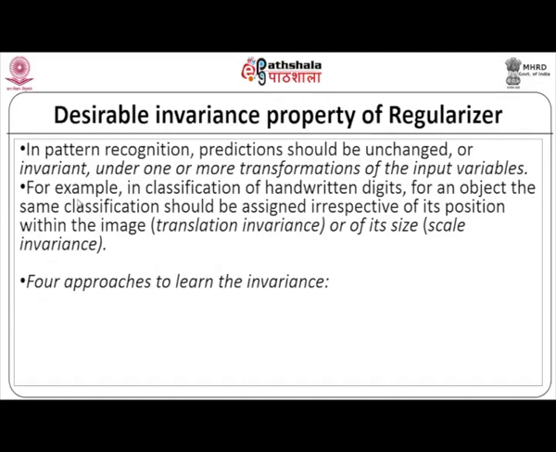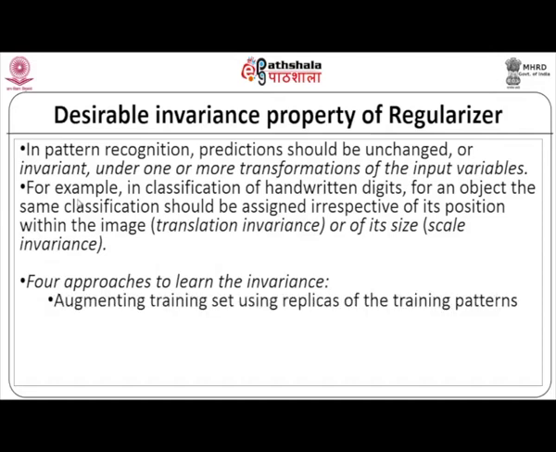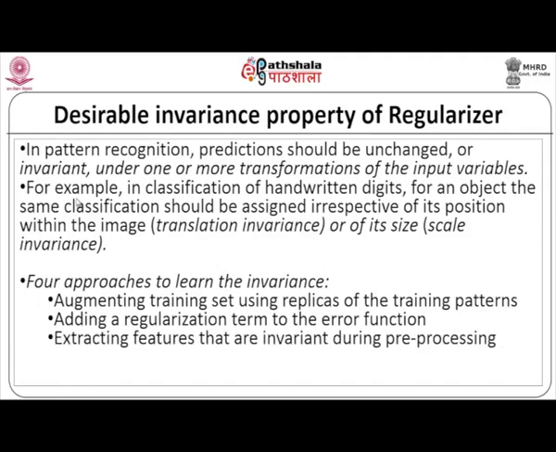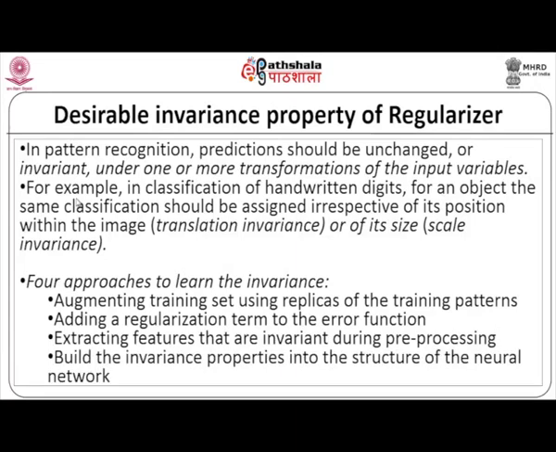There are 4 approaches to learn this invariance: augmenting the training set using replicas of the training patterns, and adding a regularization term to the error function. When you try to reduce the error to the maximum, you are actually overfitting, so you add a regularization term so that there is still some error. Then, extracting features that are invariant during pre-processing, and building the invariance properties into the structure of the neural network. This is just to tell you that when you are doing classification, you need to consider these aspects.